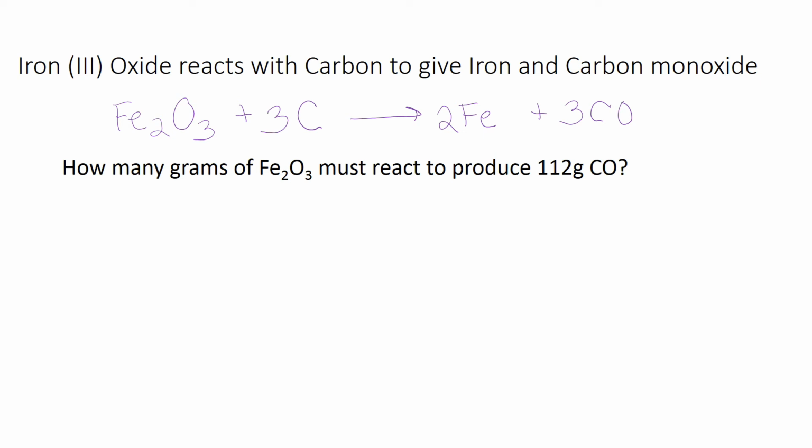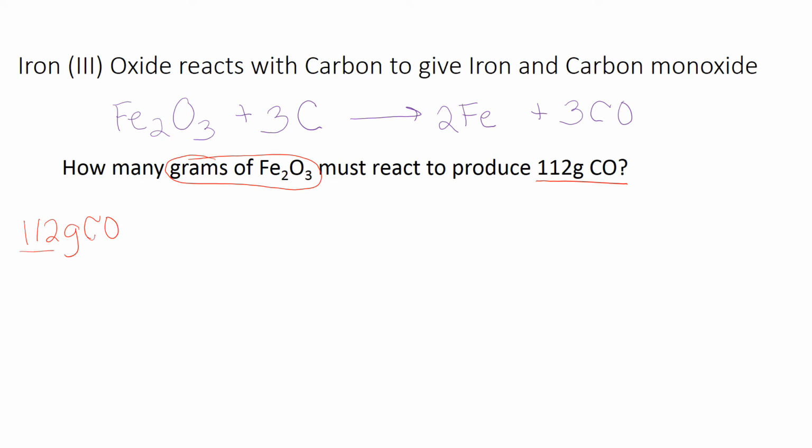Let's go ahead and approach this problem and see what they're giving us and see what they're asking us for. So how many grams of iron 3 oxide must react to produce 112 grams of carbon monoxide? So there is my given, and that is 112 grams of carbon monoxide. They want me to find how many grams of iron 3 oxide have to react to get that final amount. So that will be my wanted.